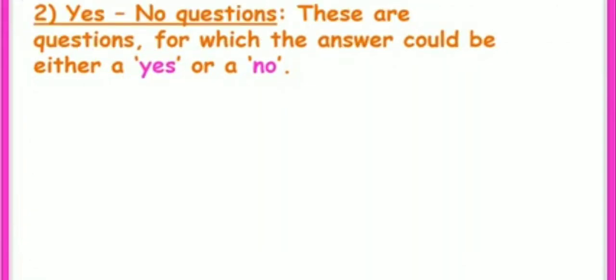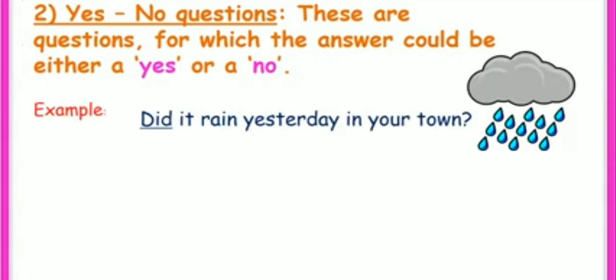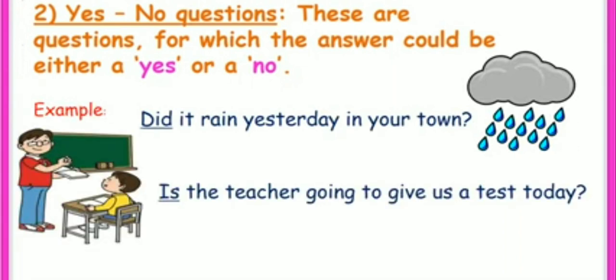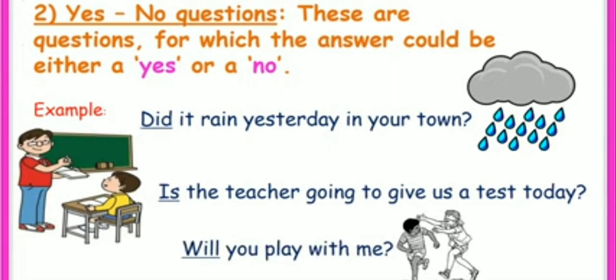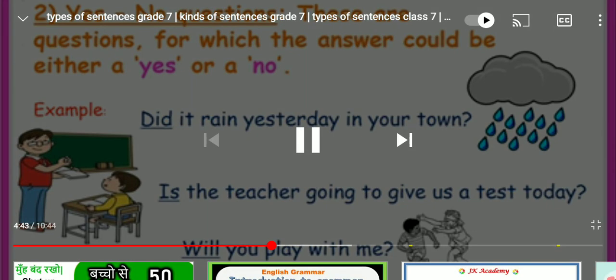The second type of interrogative sentences are yes no questions. These are questions for which the answer could be either a yes or a no. For example, did it rain yesterday in your town? Is the teacher going to give us a test today? Now, kindly notice that in all these sentences, the questions do not begin with a WH word, but instead they all begin with a helping verb.